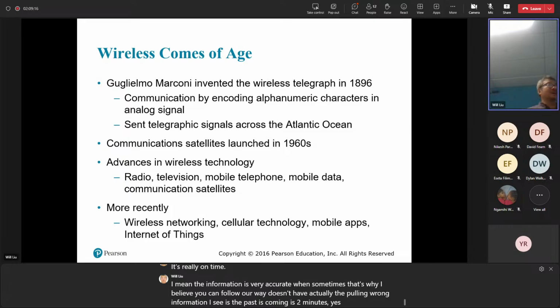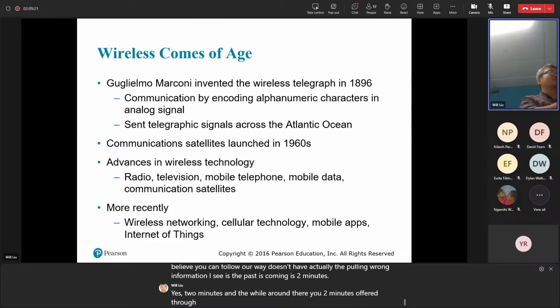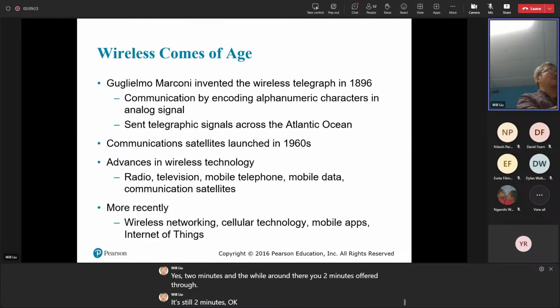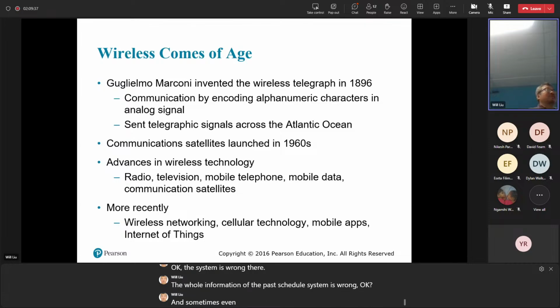Yes, 2 minutes. And when I arrive there, it's still 2 minutes. And after 5 minutes, it's still 2 minutes. So something is wrong there. The whole information of the bus schedule system is wrong. Sometimes even Google Maps is more accurate than the system itself.